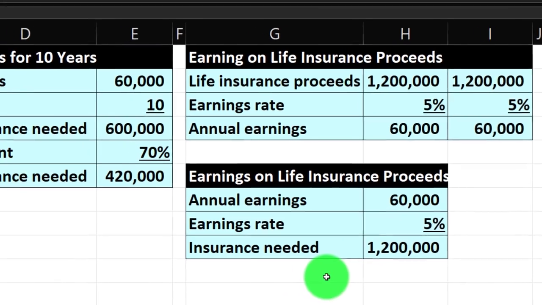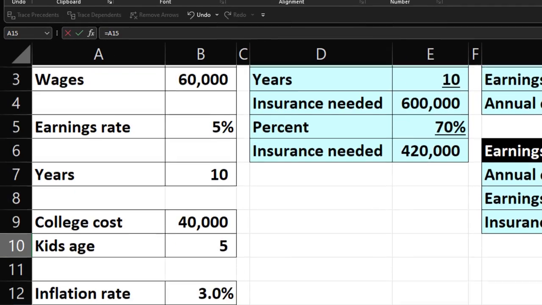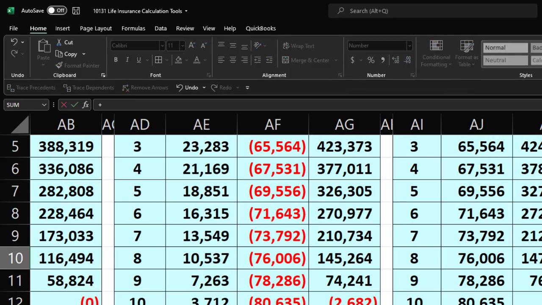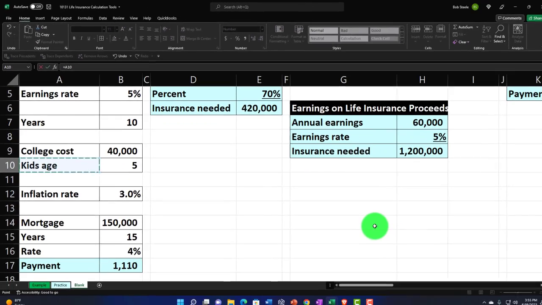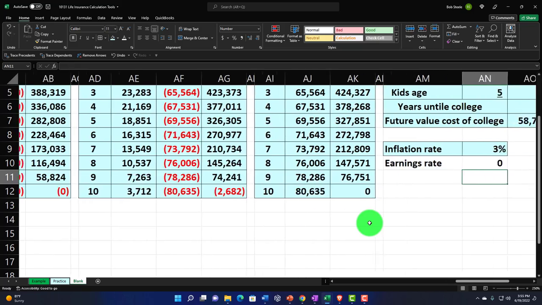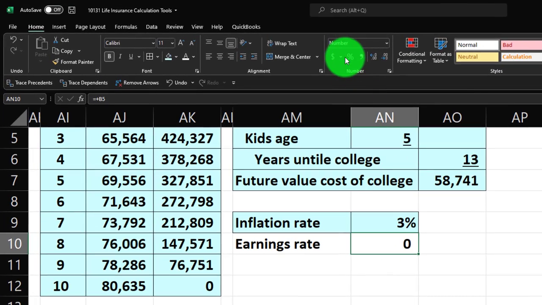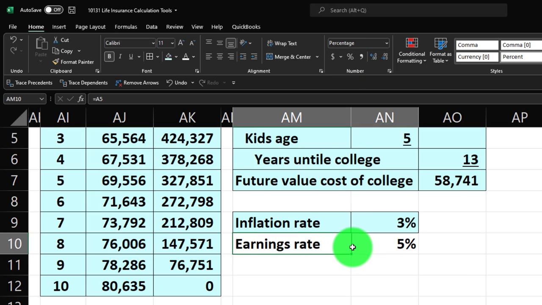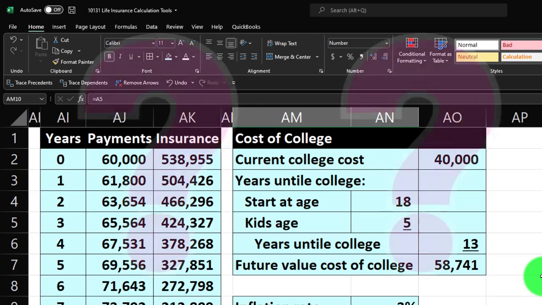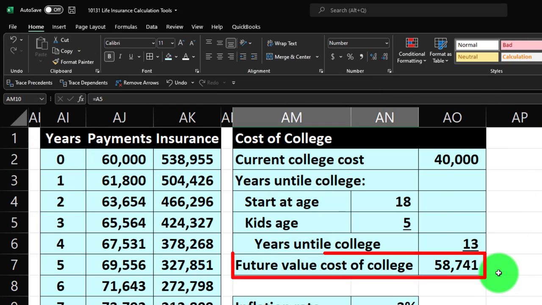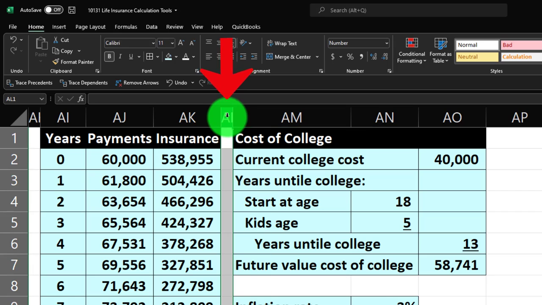If I can put my tuition, my college fund, somewhere and earn a rate of return of 5%, and let's make this a percent, and we'll put some blue borders here. Then how much would we have to put away in order to get to that future value of 58,741?